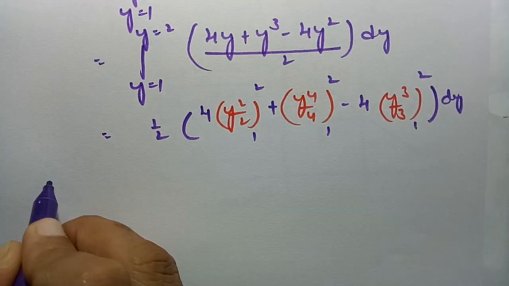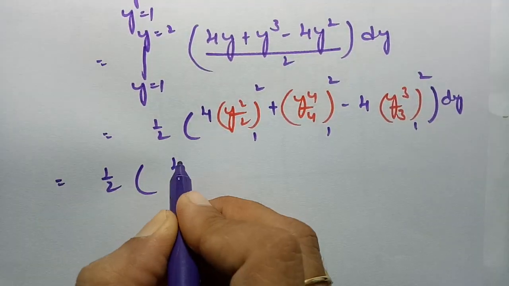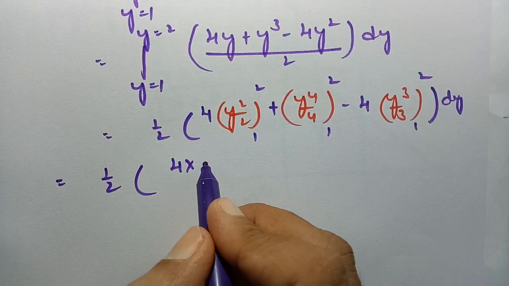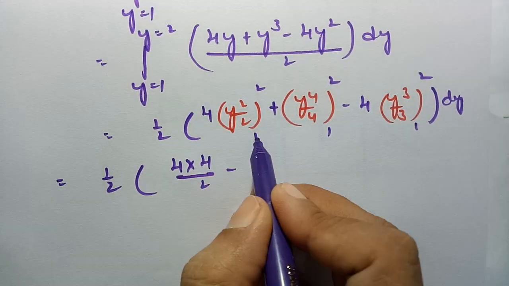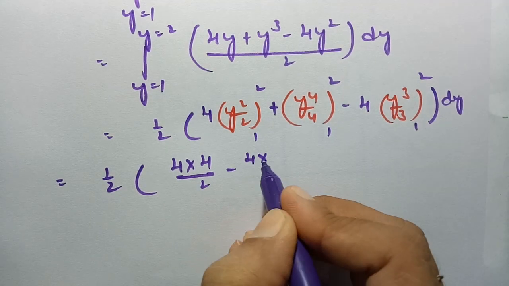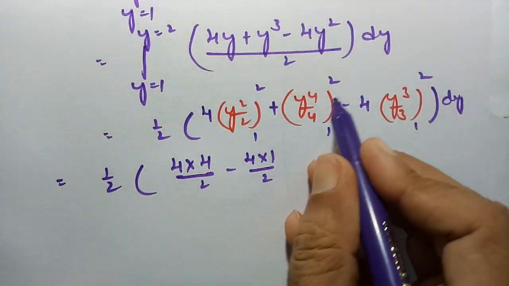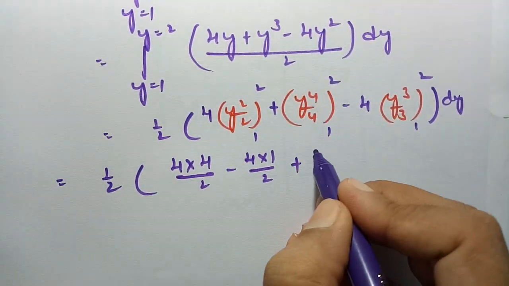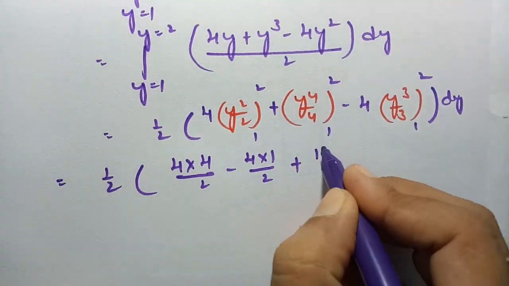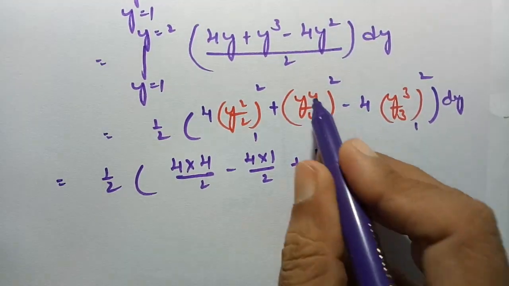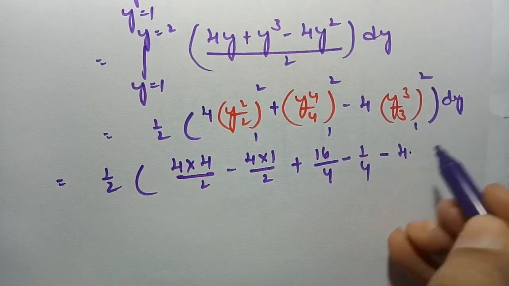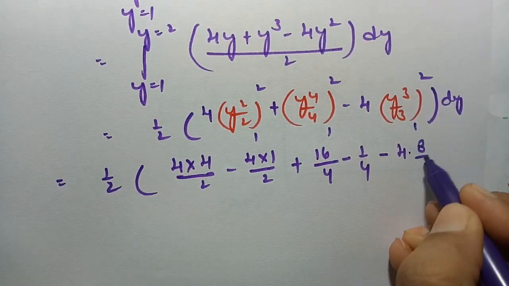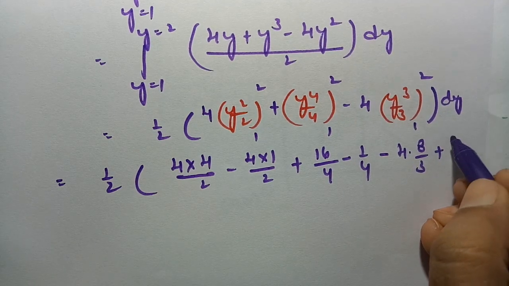Now I have to substitute. That is half times of 4 into, if I keep the upper limit, this will be 2 square, this is 4 by 2, minus, if I keep the lower limit, that is 4 minus 1 by 2. And here if I keep the upper limit, this will be 2 power 4. How much is it? This is 16 by 4, minus, if I keep the lower limit, it is minus 1 by 4, minus this is 4 times of 2 cube, that is 8 by 3, and minus of minus plus, this will be 4 by 3.